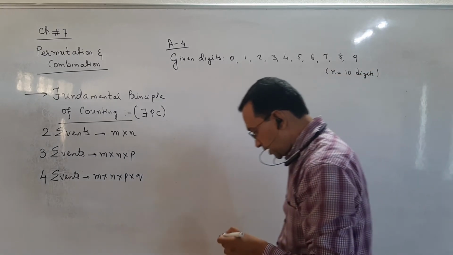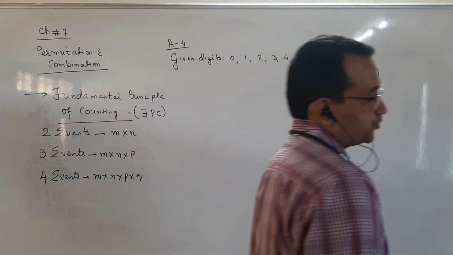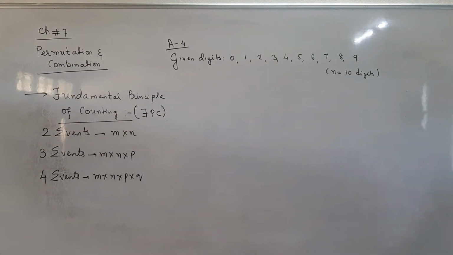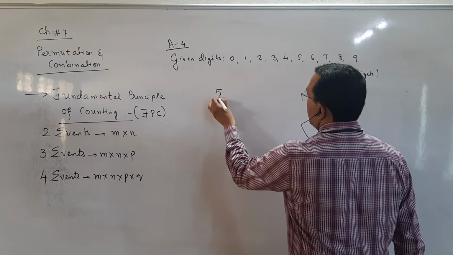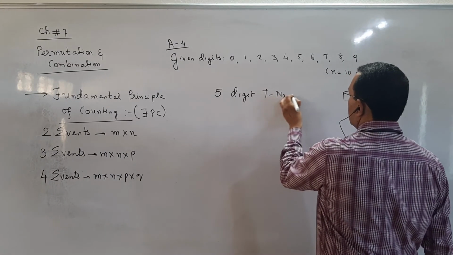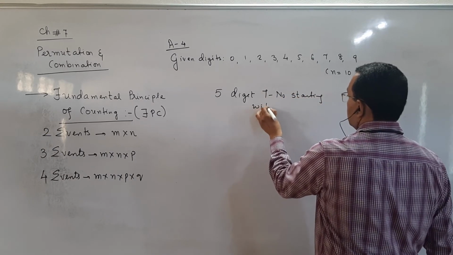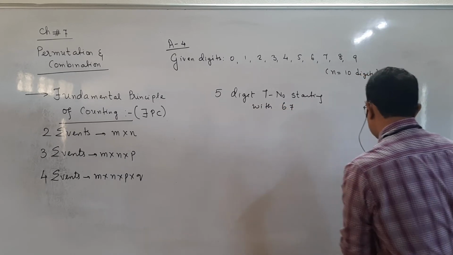So a number comprises of always digits 0 to 9. But the number of digits can be any, isn't it? A 15 digit number or a 51 digit number. The number is always of digits 0 to 9. So a 5 digit telephone number. So I am writing a 5 digit telephone number starting with 67. For example, like this.